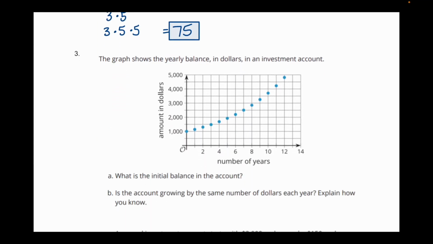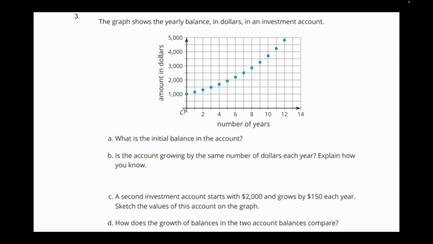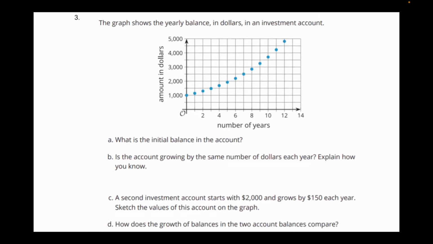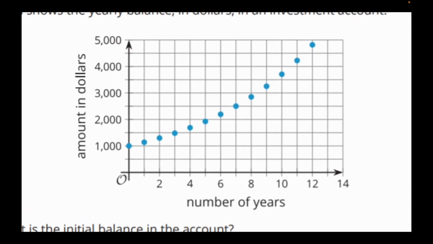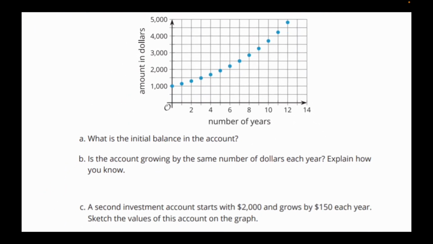Question 3, we have a graph. It says the graph shows the yearly balance in dollars in an investment account. What is the initial balance in the account is our first question. So the initial balance is what we're going to see right here where our graph is starting out. That is our initial value. So that is going to be $1,000.